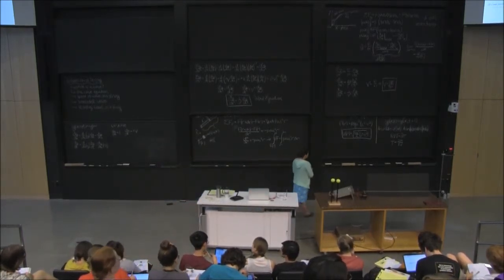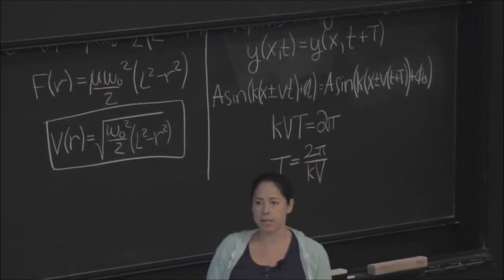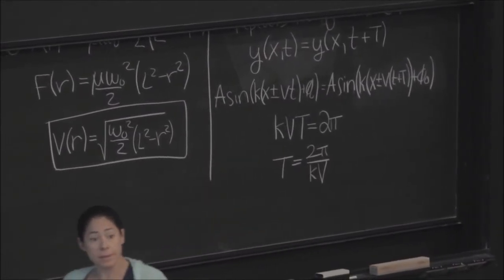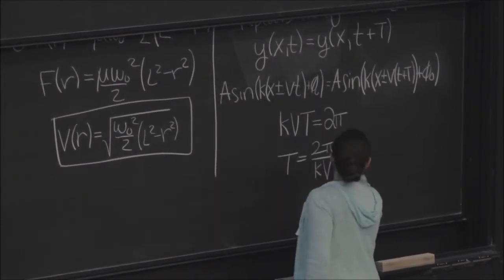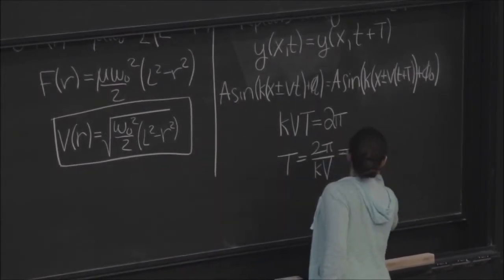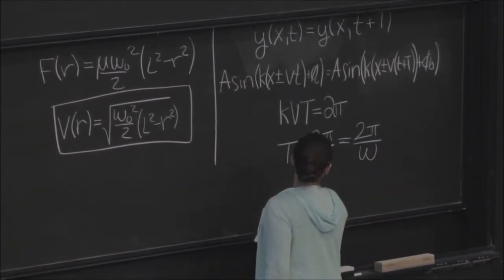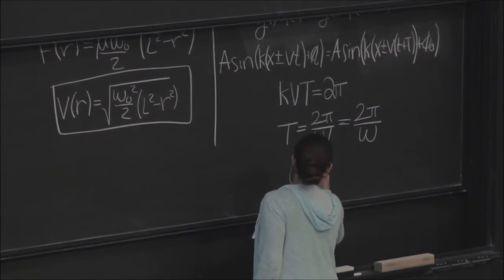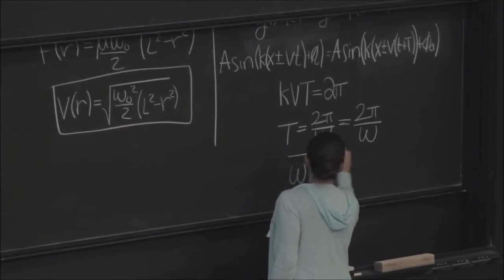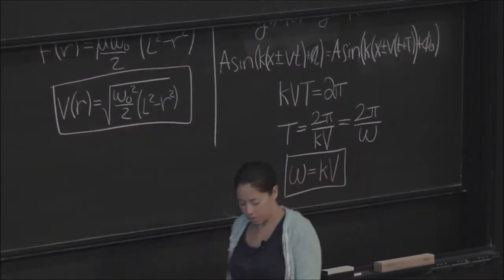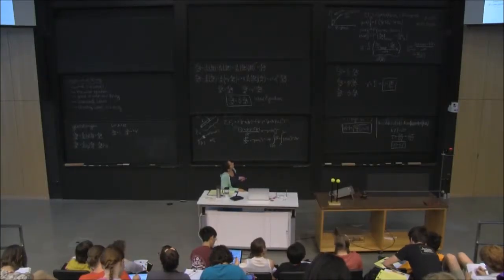Okay. So we already talked a lot about harmonic motion, things oscillating, and we had a relationship for a period in terms of angular frequency. And we said that T is equal to 2 pi over omega, where this is the angular frequency. So that means that we can say that the angular frequency of this oscillation is kv. So that means we can rewrite this guy like this.